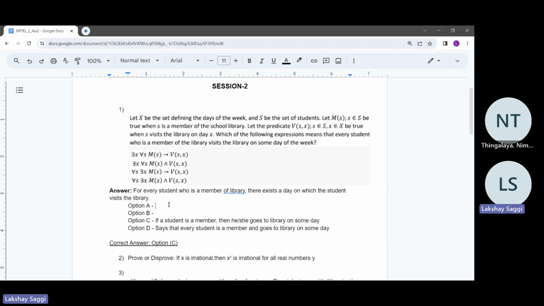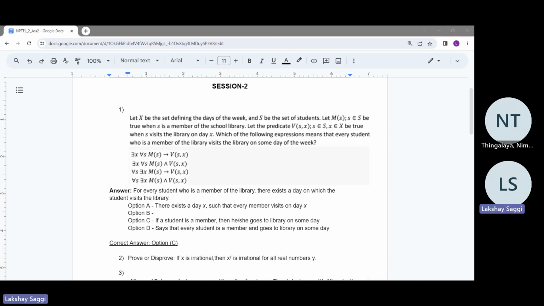So option A is trying to convey that there exists a day such that every member visits on that day. So maybe there is a day X such that every member visits on day X, which is actually not what we want, right? So yeah. Now let's just see what option B is also saying.